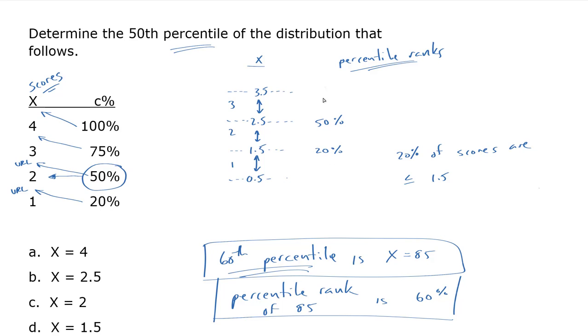Instead, you have to think of each percentage as going with the upper real limit of the corresponding score that's in the same row. So when they ask me to determine the 50th percentile of the distribution that follows, the 50% goes with 2.5. 2.5 is the 50th percentile. So my answer here is B.